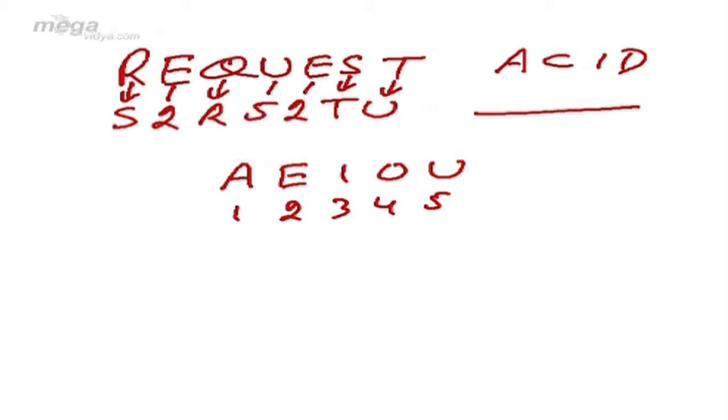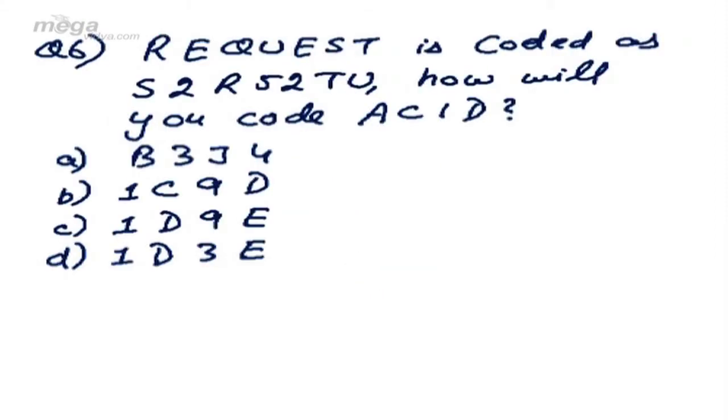Now if we analyze the question again, E, which is a vowel number 2, is written as 2, U is a vowel number 5, therefore 5, E is 2, therefore 2. Now for vowels, numbers are written, so for A 1 will be written, for I 3 will be written. Whereas C and D being consonants, next letter will be written. For C, D will be written. For D, E will be written. So the answer becomes 1D3E, which is our answer option D. Therefore, the answer to question number 6 is D part.